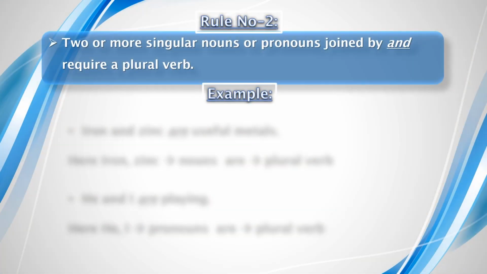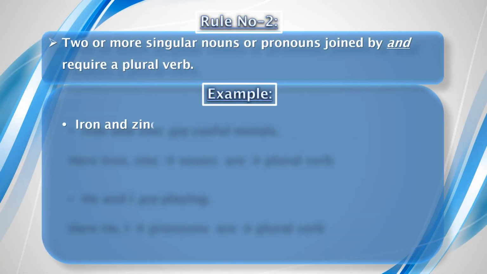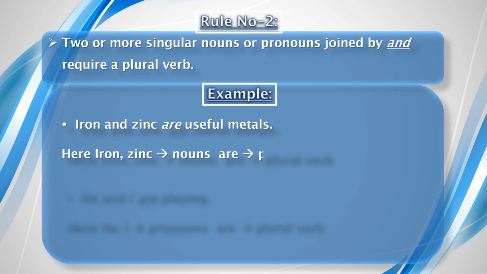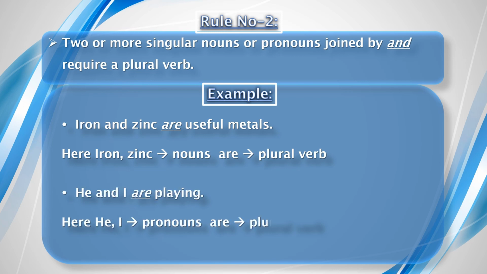Okay, then the verb is plural. Now, for example, iron and zinc are useful metals. So here we are joining two singular subjects with and, and the verb is plural. Okay, he and I, that is two pronouns, he and I are playing. This is another example. So that is another rule.